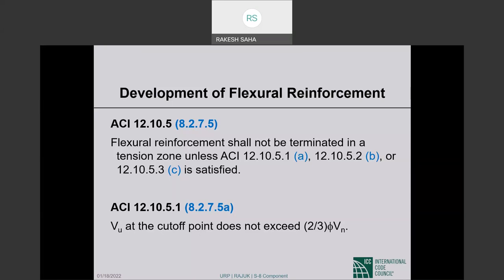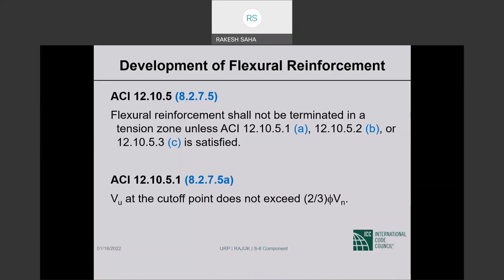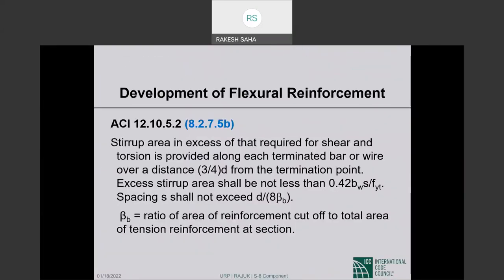First condition, V sub U, the required shear strength at the cutoff point, does not exceed 2/3 of the design shear strength that we have at that section. So V sub U at the cutoff point shall not exceed 2/3 of the design shear strength. That's condition number one. Condition number two, much more complicated.